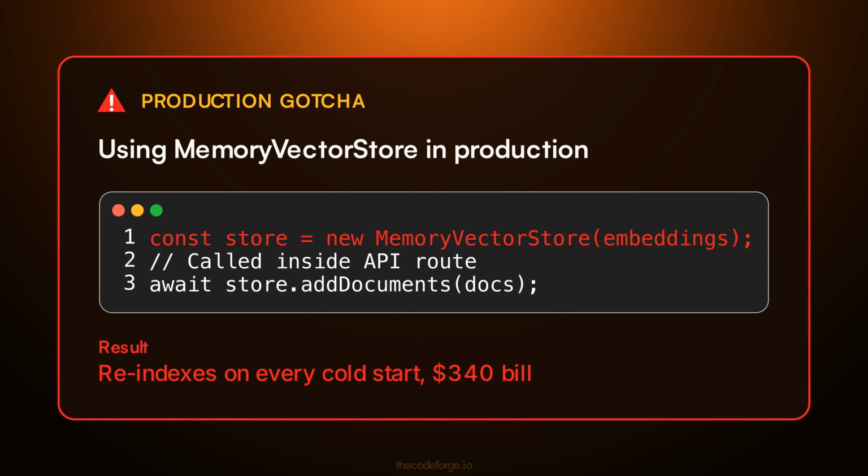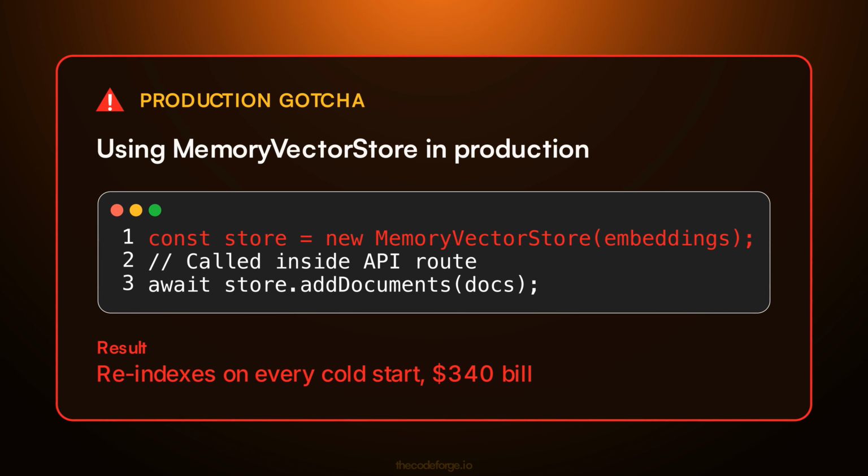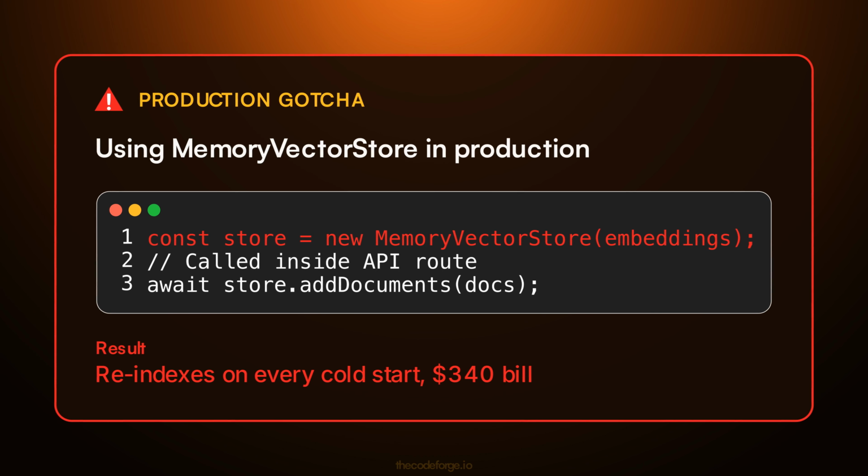MemoryVectorStore stores vectors in RAM, which is lost on every serverless cold start. Each instance re-embeds the entire repo. For a 2,000 file repo, that's 17 cents per instance. With 20 instances, you get a $340 bill in an hour.